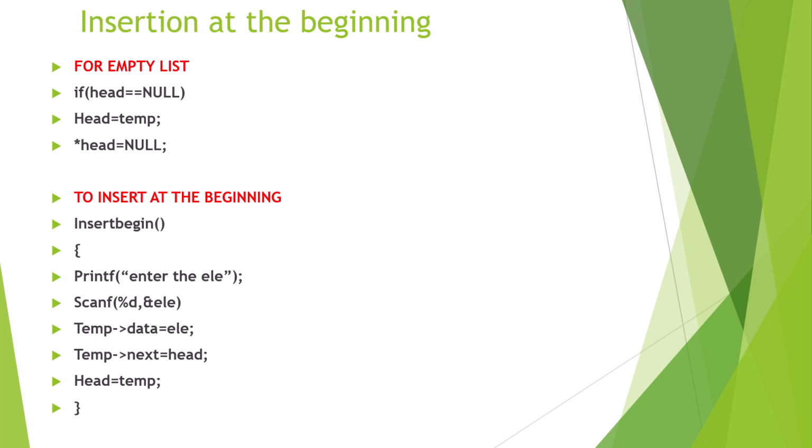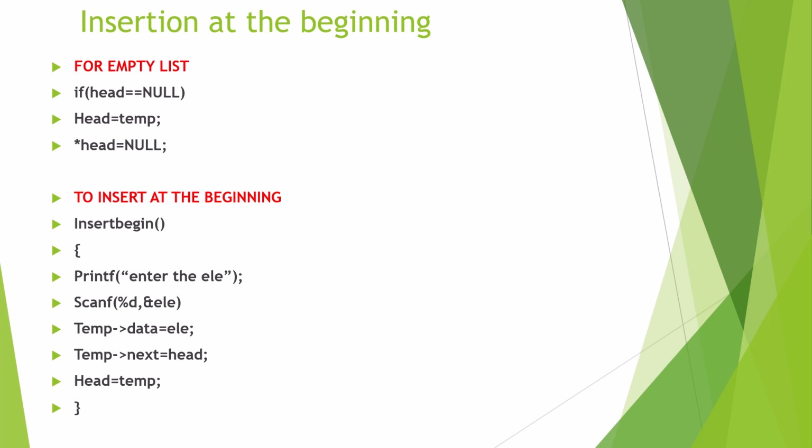So the next one is insertion at the beginning. The data to be inserted and the position at which the insertion has to be done are got from the user. So in the given code, for an empty list, the empty list means we do not have any element in the list. In that case, if head is equal to null, we are going to place that temp as the head and the pointer of that head as null. And if we have any other elements in the list, we are going to insert at the beginning.